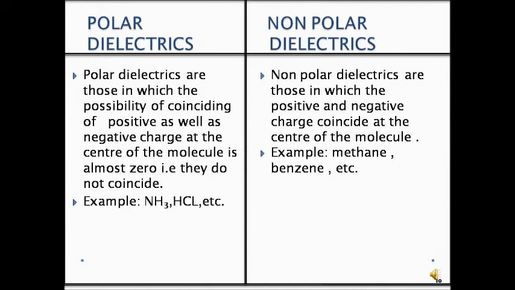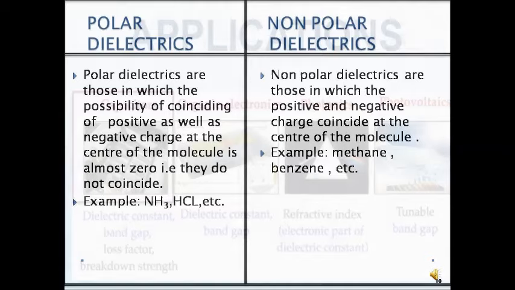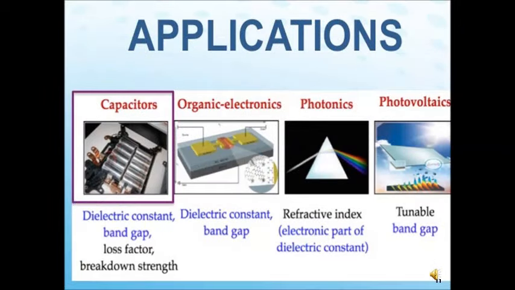In polar dielectrics, the individual polar molecules have dipole moment, but when considered in a group, the net dipole moment becomes zero due to random orientation. In non-polar dielectrics, the individual non-polar molecules do not have dipole moment. Example of polar: ammonia, hydrochloric acid, etc. Example of non-polar: methane, benzene. These are some of the applications of dielectrics.